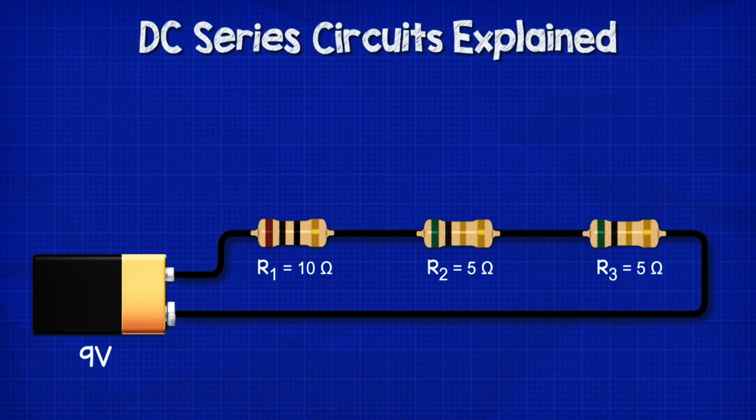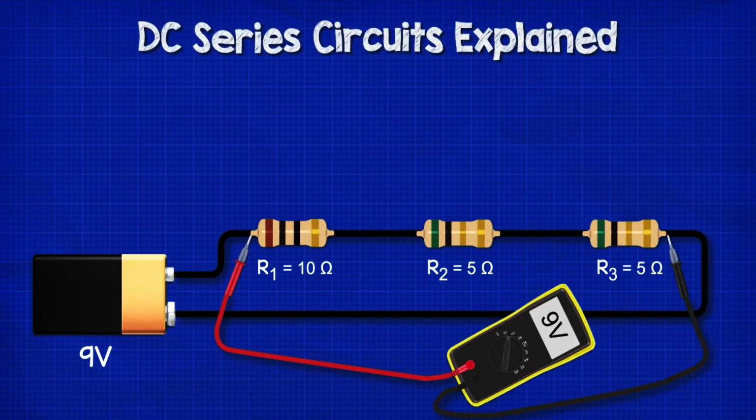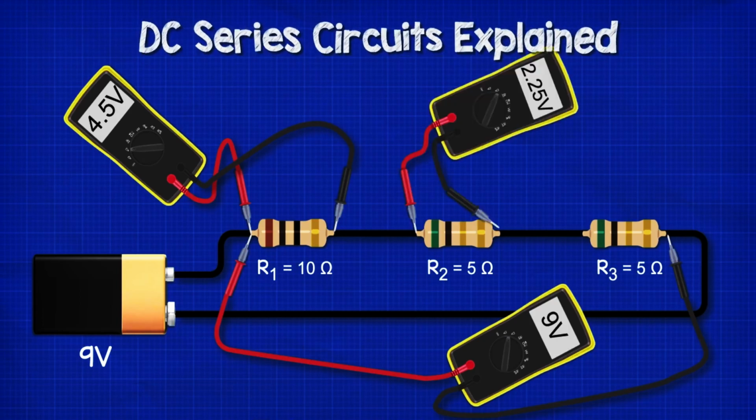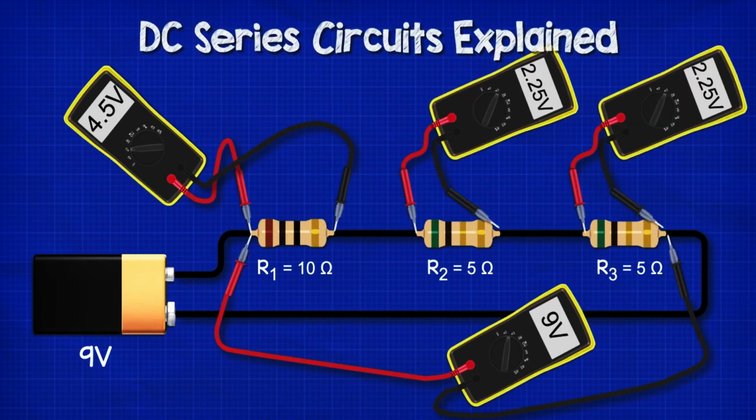If we added another resistor, R3, with 5 ohms into the circuit, we again get a total voltage drop of 9 volts across the three resistors. Across the R1 10 ohm resistor, we read 4.5 volts. Across the R2 5 ohm resistor, we read 2.25 volts. And across the last R3 5 ohm resistor, we again see 2.25 volts.